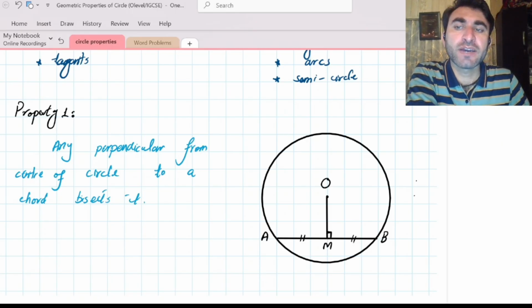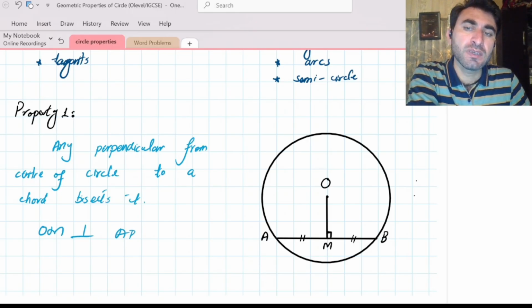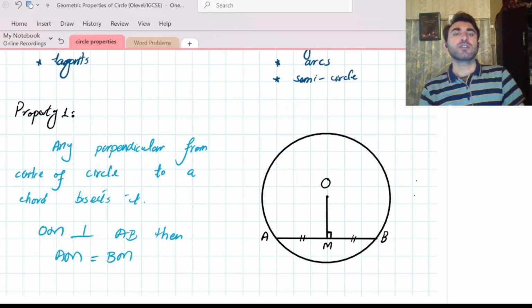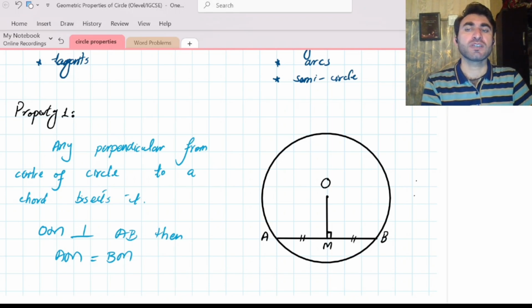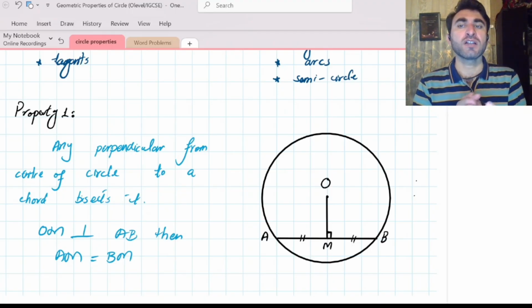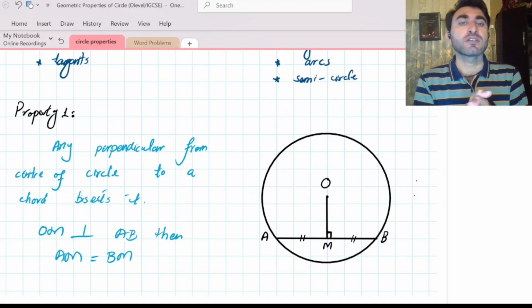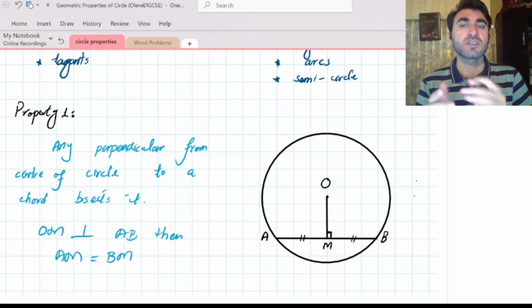Likewise here, if I have OM perpendicular to AB, then AM is equal to BM, that is, the two sides are equal. It passes through the midpoint. And the converse of this property also holds. If there is a line segment that is passing through the midpoint of a chord, that must also be perpendicular to the chord, right? The converse of this property also holds.